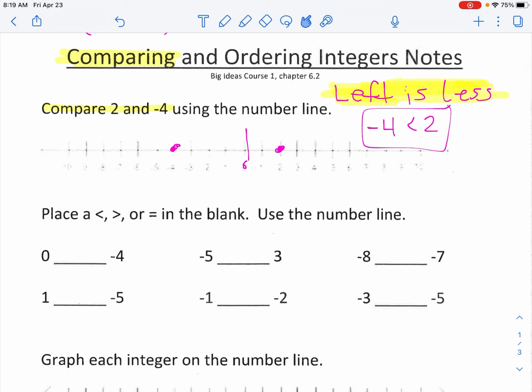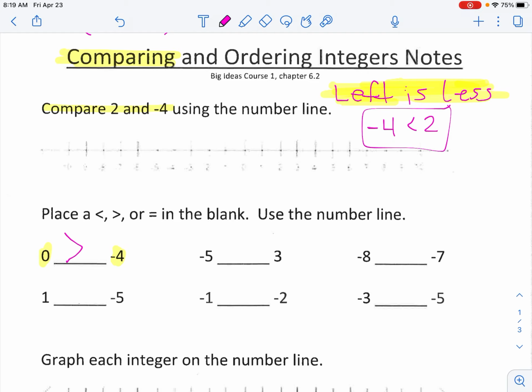I'm going to erase the 2 and -4, and now find 0 and -4 up here. Here's 0, here's -4. Left is less. Because -4 is to the left, it's less than, which means 0 is greater than -4. So we put the greater than sign between those two integers.